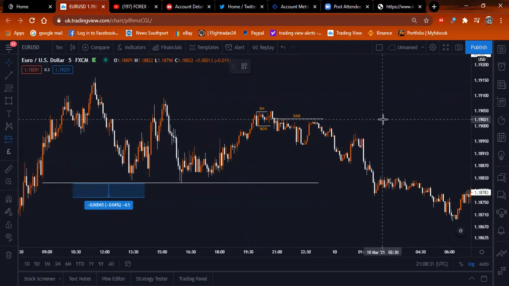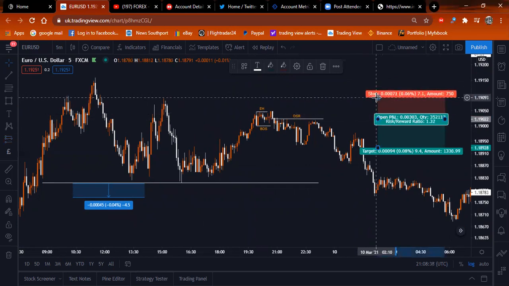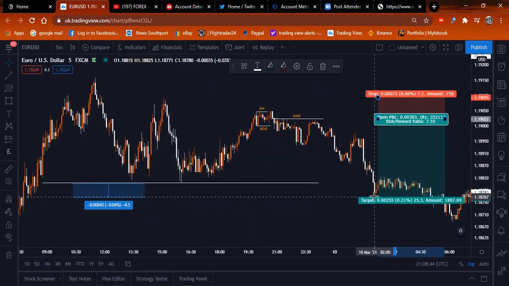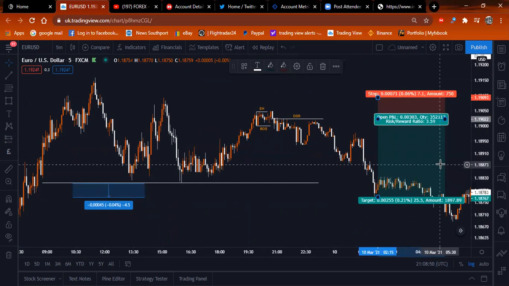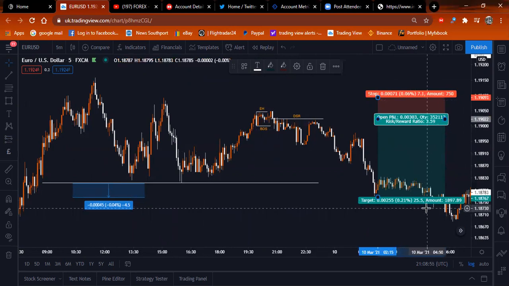So my sell order was activated here. My stop loss was just riding above this high, and then my take profit was at the wick of this low level. So that offered me 3.5 to 1, 7.1 stop loss with a take profit of 25 pips.